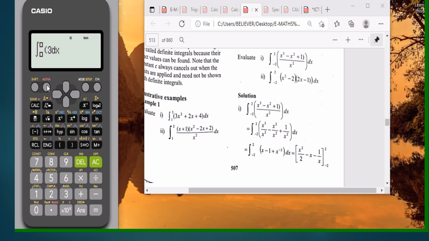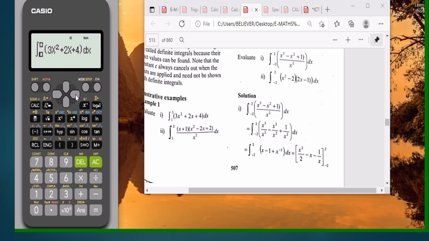So we're going to select alpha, then we select our x squared, so this is our square sign over here, plus 2 and x, so alpha and x, our bracket close sign, then plus 4, then we close our bracket. Alright, so it is left with the lower limit of the integral and the upper limit too.